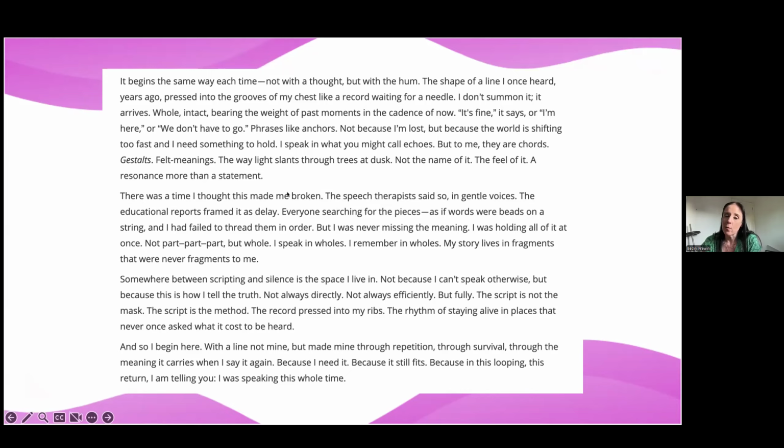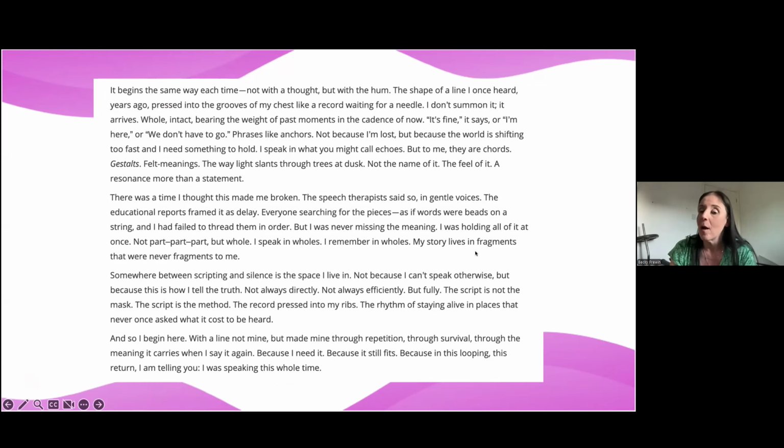There was a time I thought this made me broken. The speech therapist said so in gentle voices. The educational reports framed it as a delay. Everyone searching for the pieces as if words were beads on a string and I had failed to thread them in order. But I was never missing the meaning. I was holding all of it at once. Not part, but whole. I speak in wholes. I remember in wholes. My story lives in fragments that were never fragments to me.